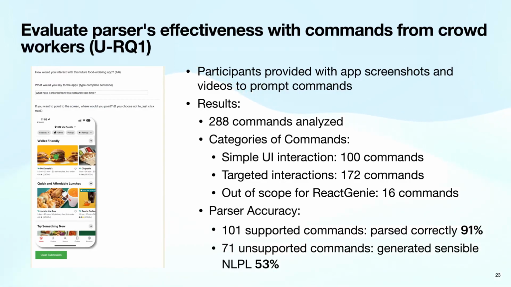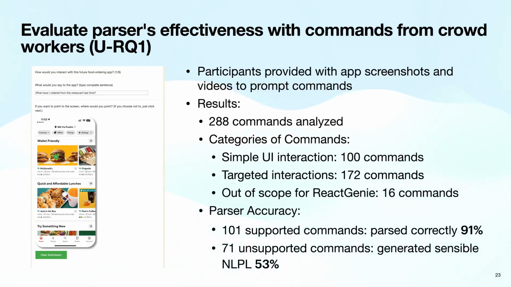So on the user side, we first want to understand if this parser we just described is working well or not. So we did this elicitation study to gather commands that people might want to use when they're interacting with the app multimodally. We collected 288 commands, and out of them, 172 commands are our targeted interaction, meaning the interaction where the user is using both voice and touch to achieve something more interesting, not just simple button clicks. Out of them, 101 are supported commands, meaning those are supported by the logic code that we built. ReactGenie's parser can parse them, and a lot of them are pretty complex, involving multiple steps, and we can parse 91% of them correctly.